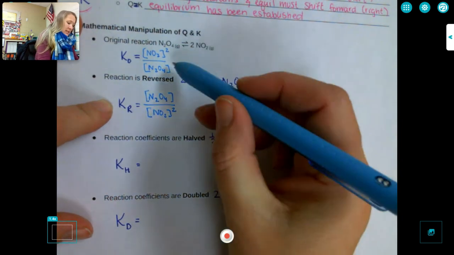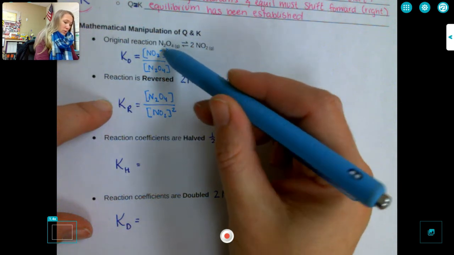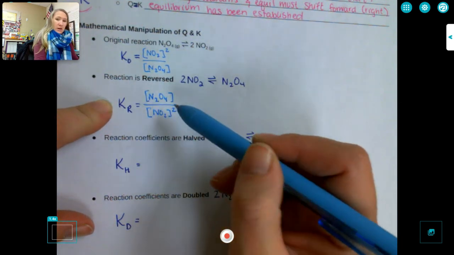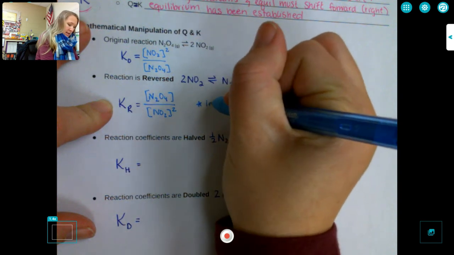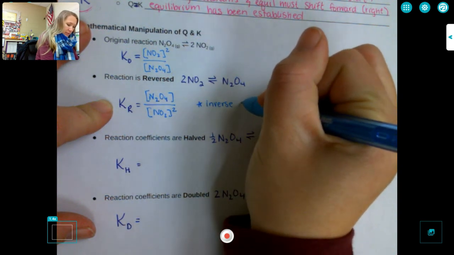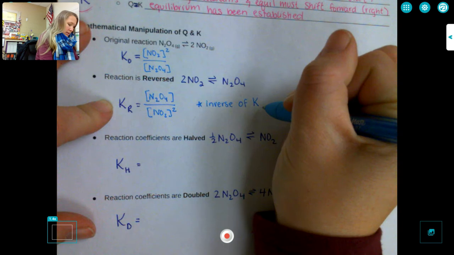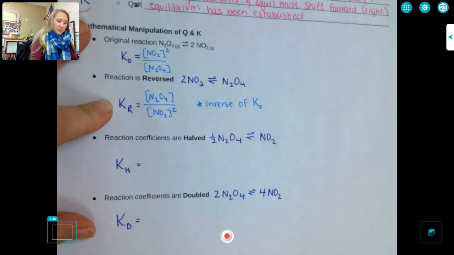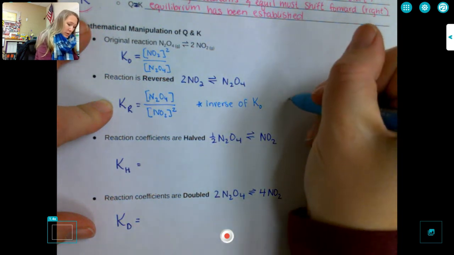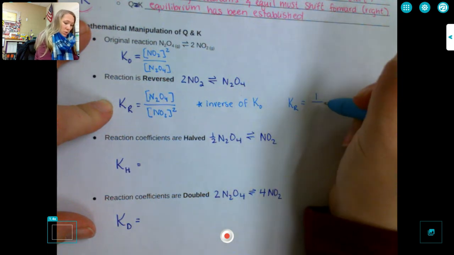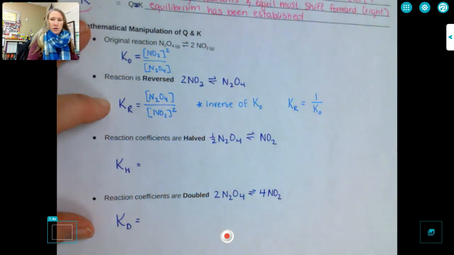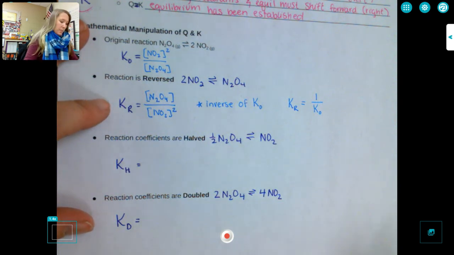So what I can see is the relationship here between my original and my now reverse reaction is that this is the inverse of K original. So mathematically, we could say that the K of the reverse reaction is equal to 1 over the K of our original reaction. Okay, so that's a relationship.